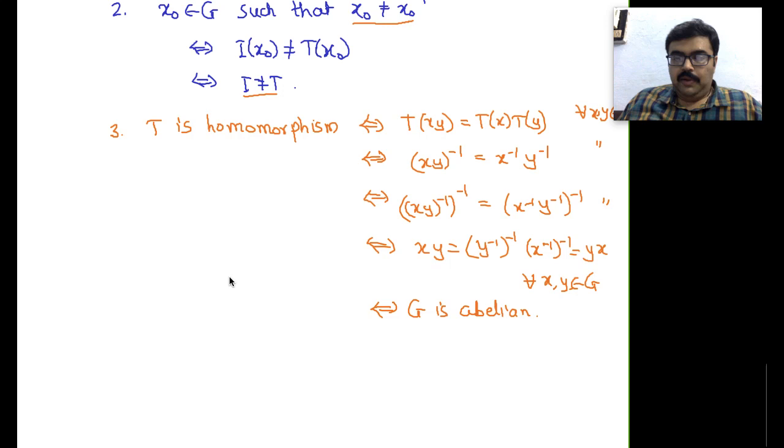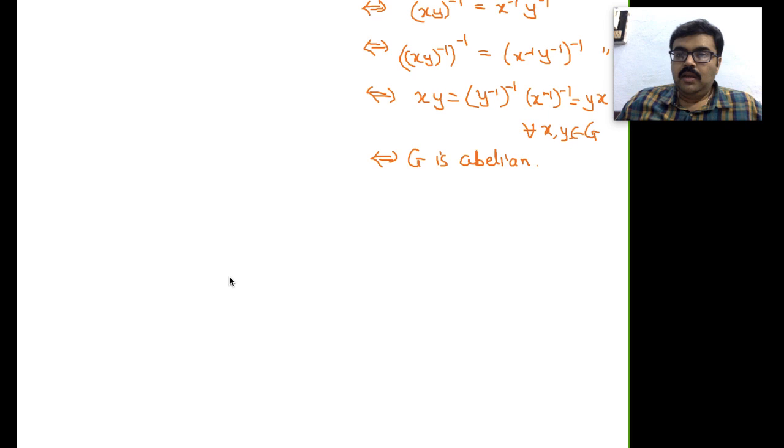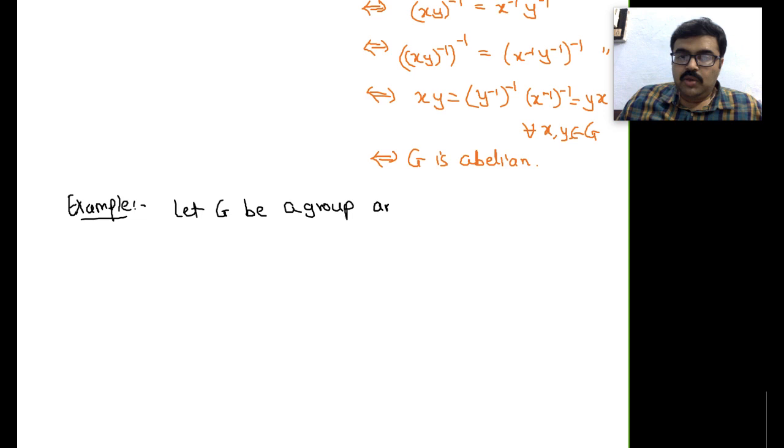And now consider another example of an automorphism, and that will be an automorphism in case G is non-abelian. So consider again another example. Let G be a group and g belong to G. For some fixed element, we define a map. With every fixed element, we can define a map like this, T from G to G.